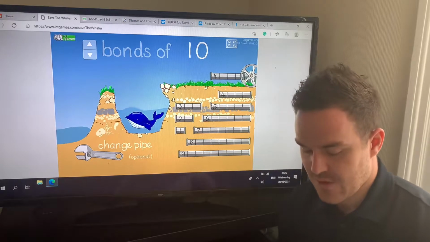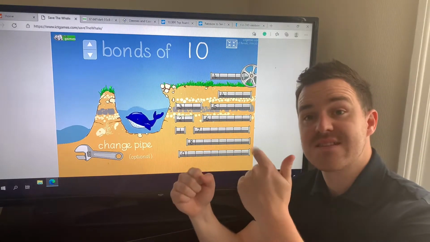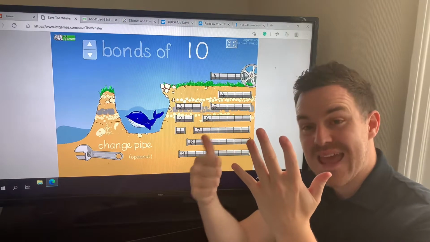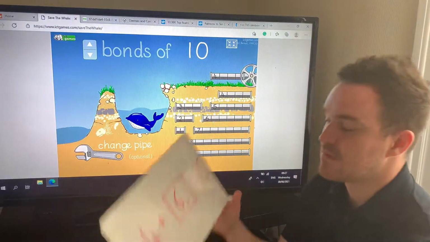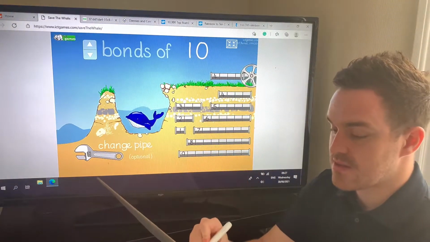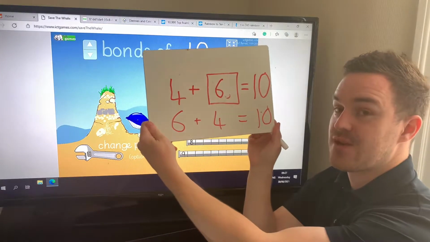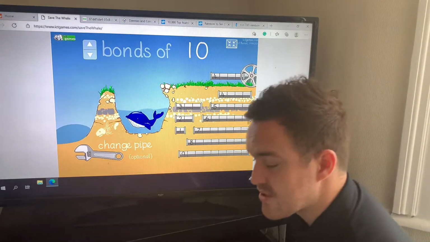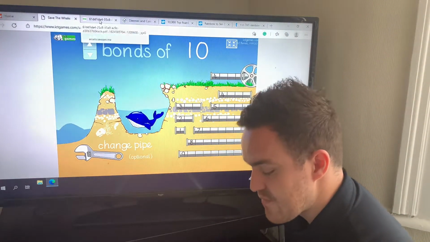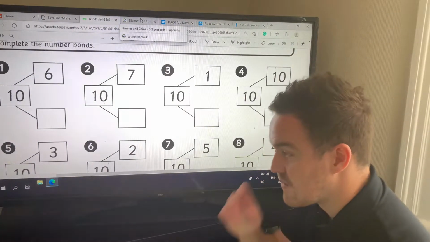Okay, this time we've got 4 add something makes 10. So 4, 5, 6, 7, 8, 9, 10. I had to add on 6 more. So 4 add 6 is 10. But also 6 add 4 equals 10, because don't forget, we can spin them all around. So I'll put that game on for anyone who wants to have a go. A little bit of revision from the past. And now we'll move on to what we're doing.